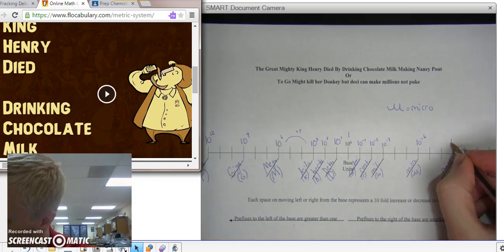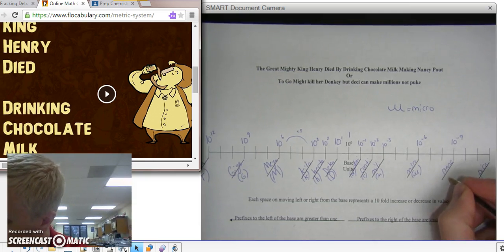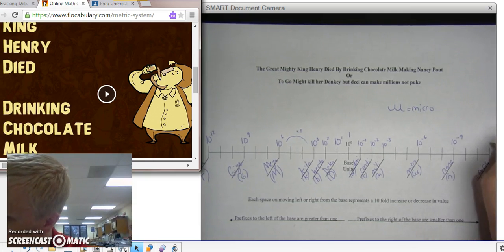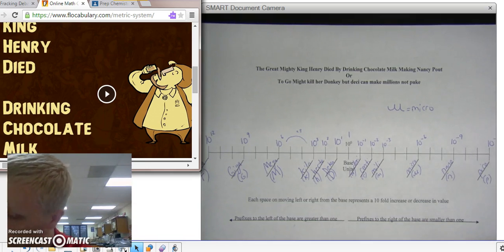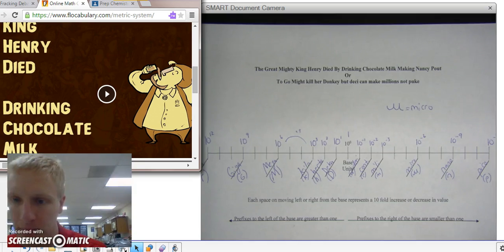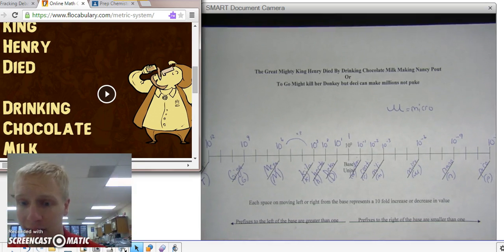And then we move 3 steps more, and that's 10 to the negative 9, which is nano, lowercase n, and then pico is 10 to the negative 12, lowercase p. Alright, now that we have those down, what we're going to do is work on some metric conversions.